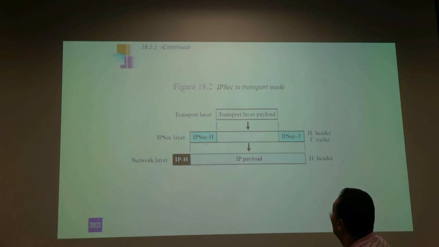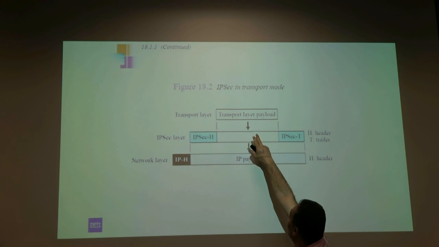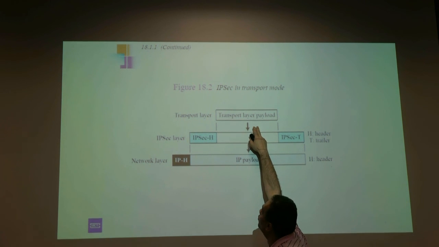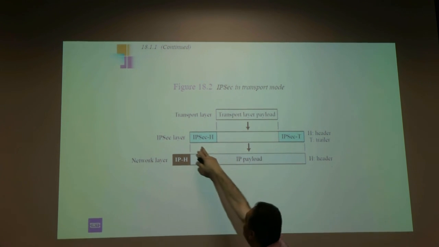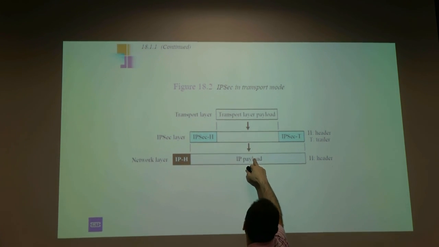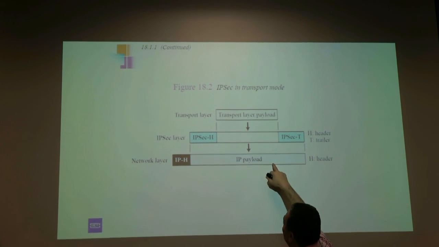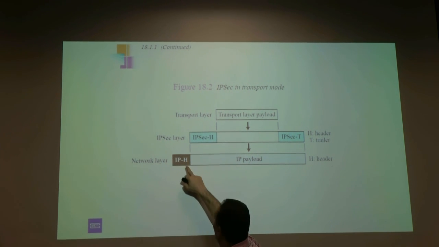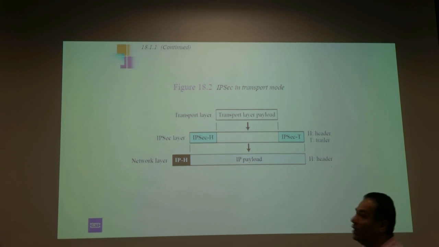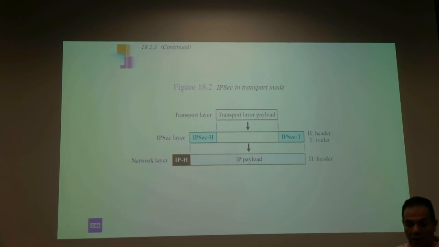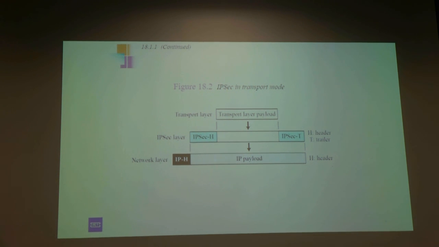So what will happen here? You see, for example, a transport layer payload is coming from the transport layer. It moves in here. This is the IPsec header, which will not be encrypted or secured. It moves in here. This is the IP payload, and this is the IP header. This will not be encrypted or secured. Only the things in here will be encrypted and secure.